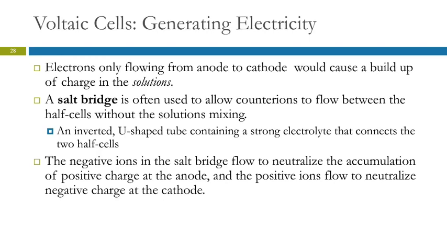So we can use an inverted U-shaped tube with a strong electrolyte in it to connect the two half cells. The negative ions in the salt bridge are going to flow in a direction to neutralize the accumulation of positive charge at the anode. And the positive ions are going to flow to neutralize the negative charge building up at the cathode.